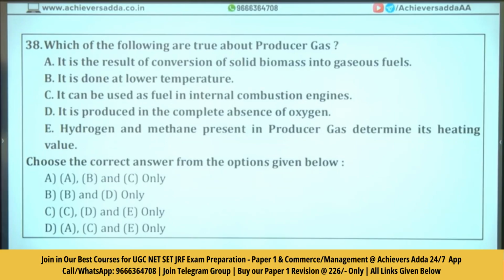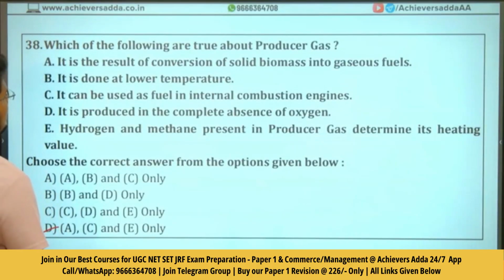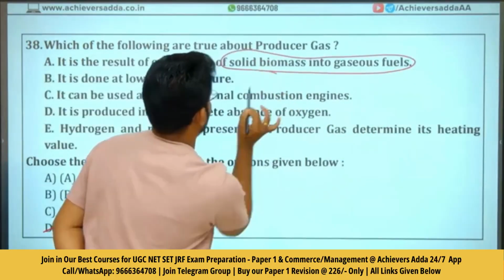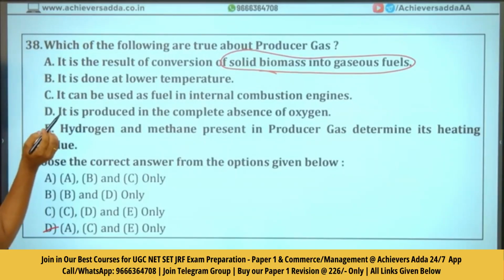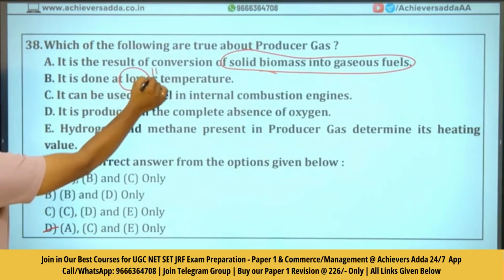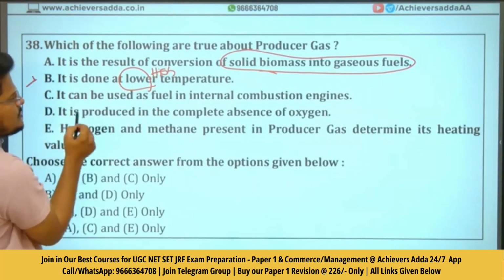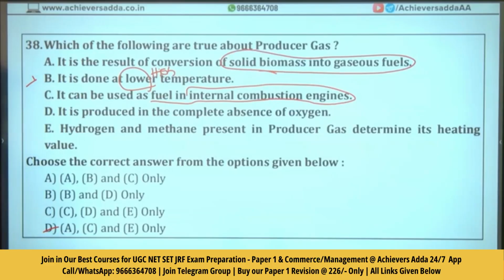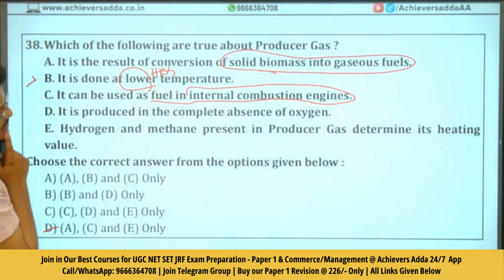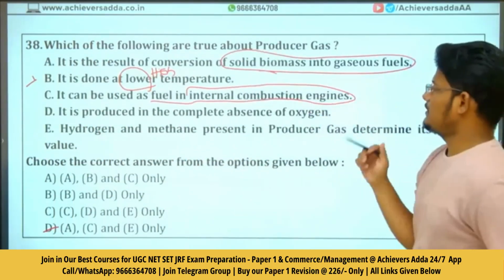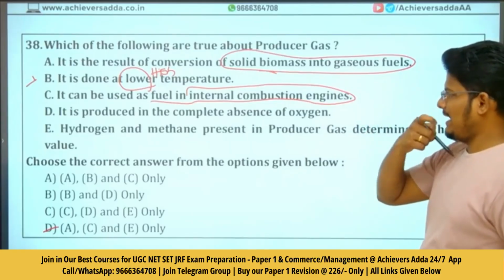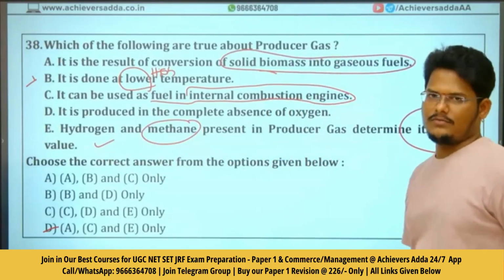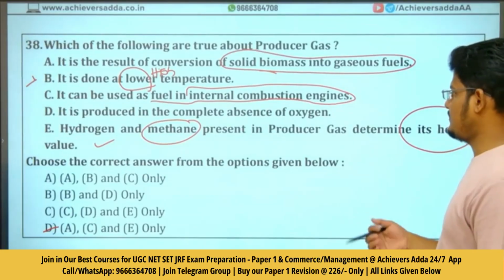Answer is 4. Producer gas is the result of conversion of solid biomass into gaseous fuels, and it is done at a lower temperature. Actually, to convert solid to gas, high temperature is required, so this is wrong. It can be used as a fuel in an internal combustion engine, where we use it for generation of electricity. And it is produced in the complete absence of oxygen. Without oxygen you cannot convert it, and in the internal combustion process oxygen is also required, not only carbon dioxide. Hydrogen and methane present in the producer gas determine the heating value. This is also correct, because methane is a heating element, so if you add it, it will create heat.